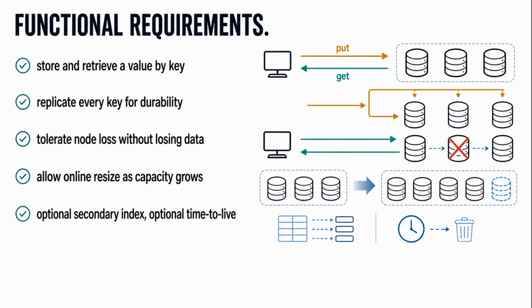Let us pin down the functional requirements before we pick any technology. The system has to store and retrieve a value by key, replicate every key for durability, tolerate node loss without losing data, and allow online resize. Capacity grows by adding nodes. The cluster has to absorb them without downtime. Optional secondary indexes if the team wants them, optional time to live so keys can expire, but those are not the core. The core is durable, replicated, resizable storage of a value at a key. Right. Everything else is a feature on top.